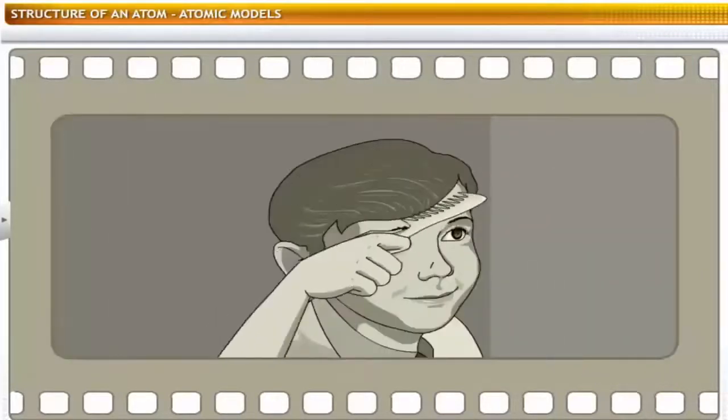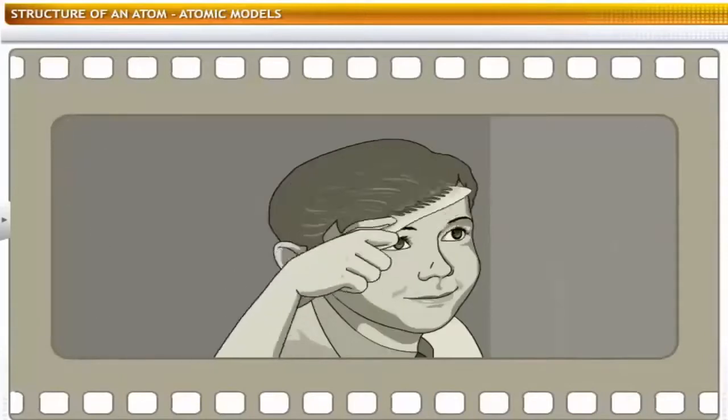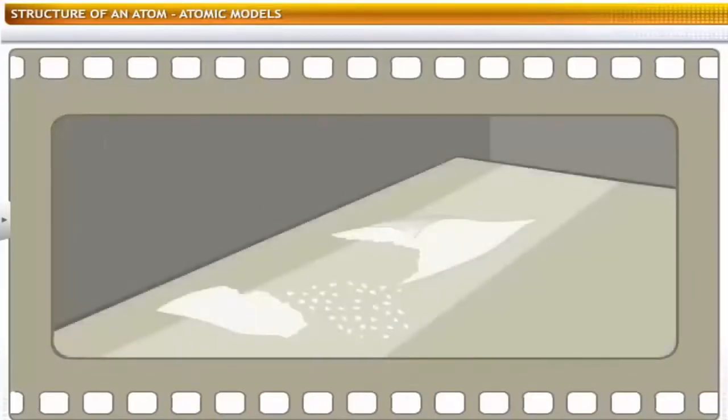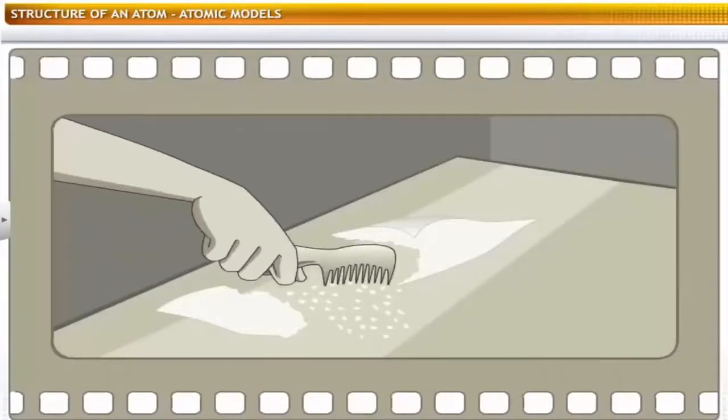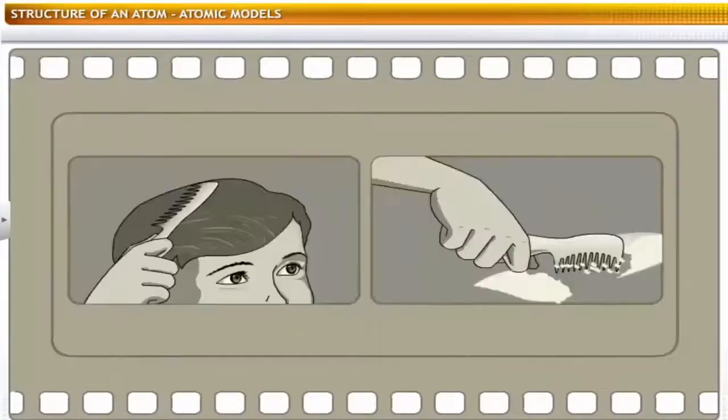Try combing your hair when it is dry, and then moving the comb over scattered bits of paper. You will find the pieces of paper get attracted to the comb. This is what happens when two objects are rubbed together. They become electrically charged. This is how the comb gets charged when you run it through your hair, and then attracts the pieces of paper.